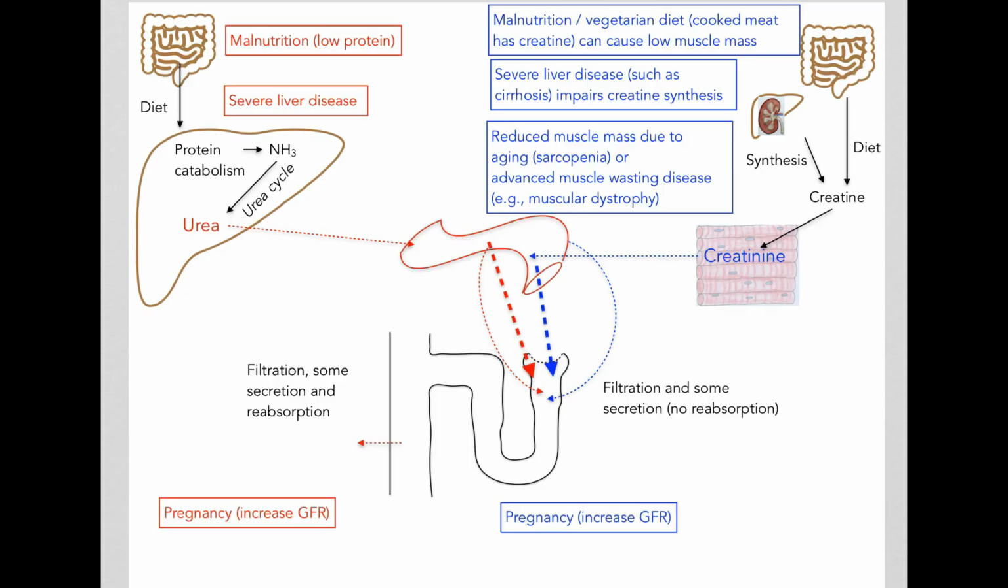Now, in pregnancy, there is an increased GFR, and that will eliminate creatinine faster than usual, and that will also lead to lower creatinine levels in the blood. And in comparison, for BUN, once again, malnutrition, low protein will lead to low BUN, severe liver disease because urea is synthesized in the liver, and once again, pregnancy will lead to lower BUN.